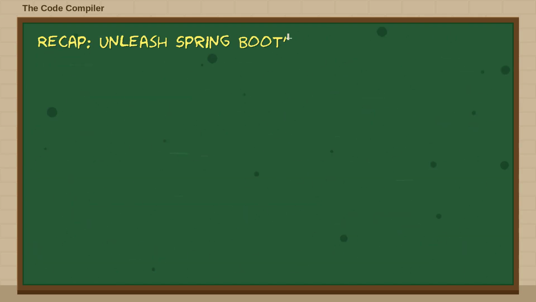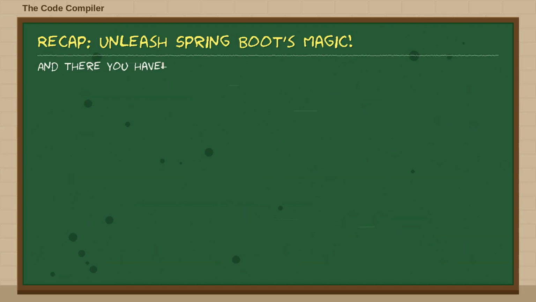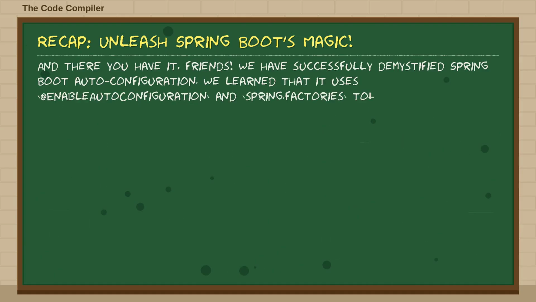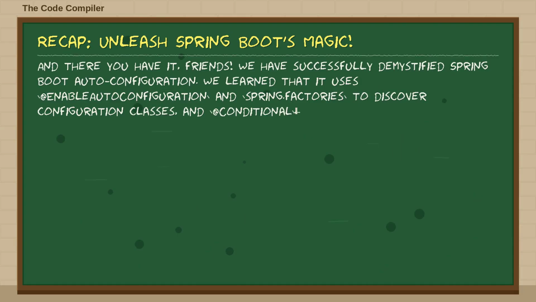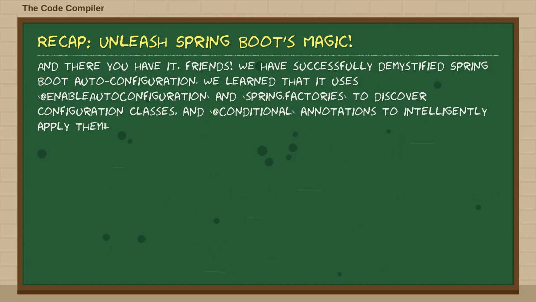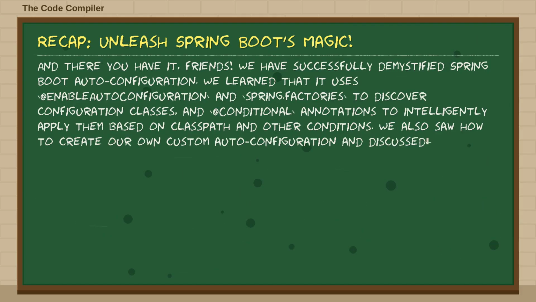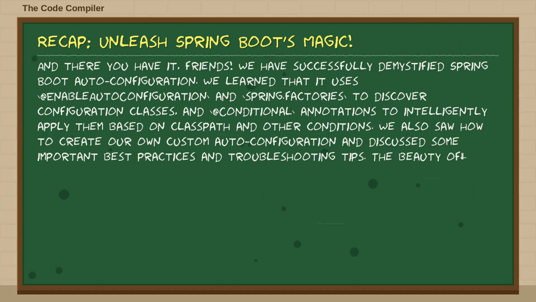And there you have it, friends. We have successfully demystified Spring Boot auto-configuration. We learned that it uses @EnableAutoConfiguration and spring.factories to discover configuration classes and @Conditional annotations to intelligently apply them based on classpath and other conditions. We also saw how to create our own custom auto-configuration and discussed some important best practices and troubleshooting tips.